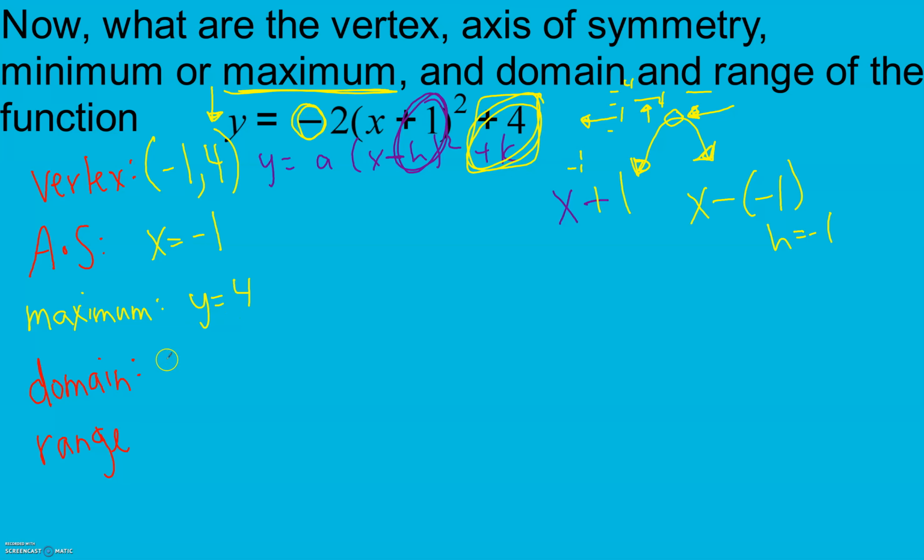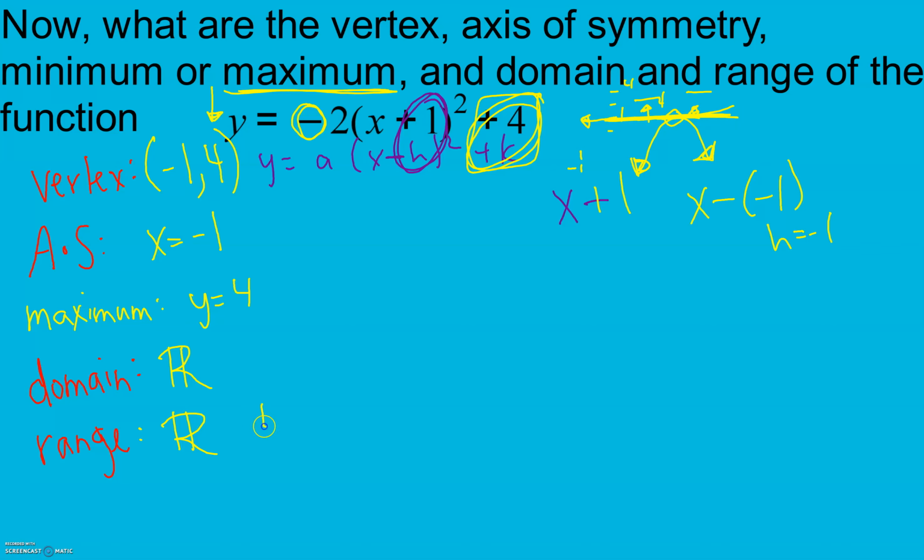My domain is always all real numbers, unless we have some type of an application for a problem. But for this function itself, there's no x value we can't plug in. Remember, domain deals with x's, range deals with y's. My range is going to be all real numbers. I have a highest value here. There's a highest y value this is ever going to be.